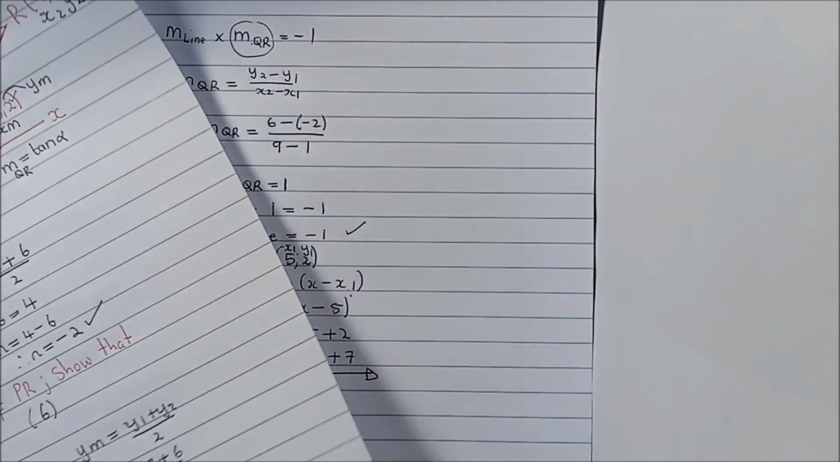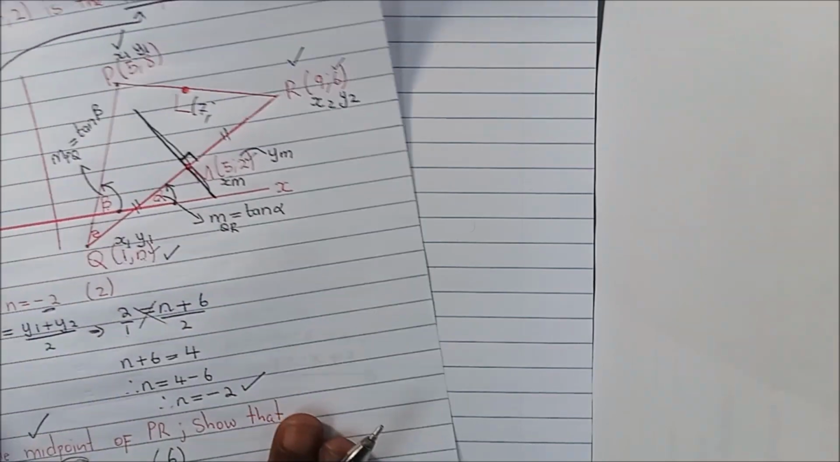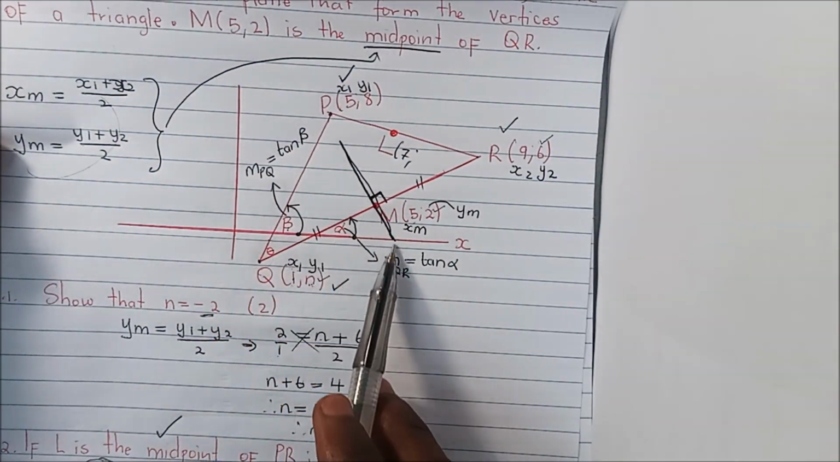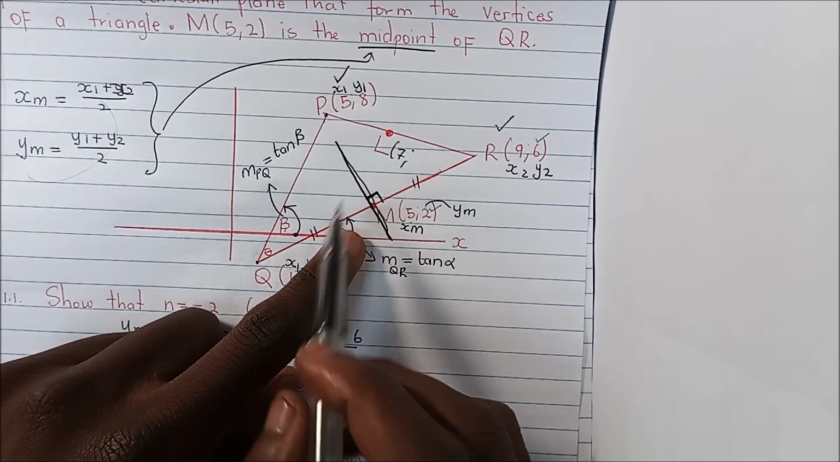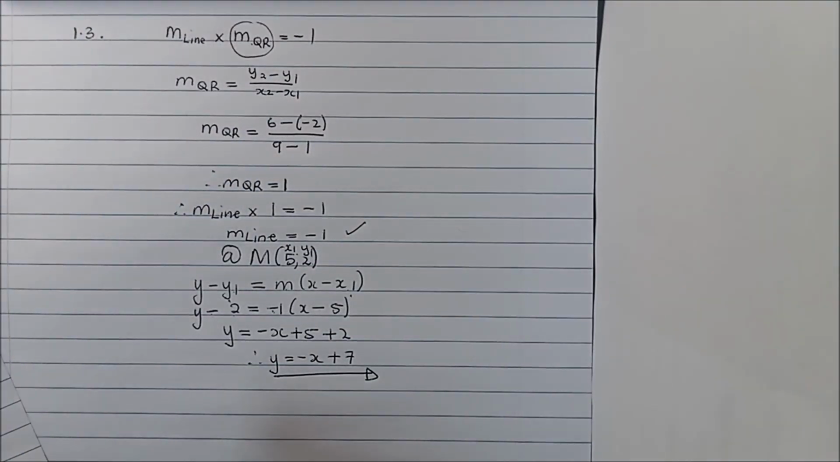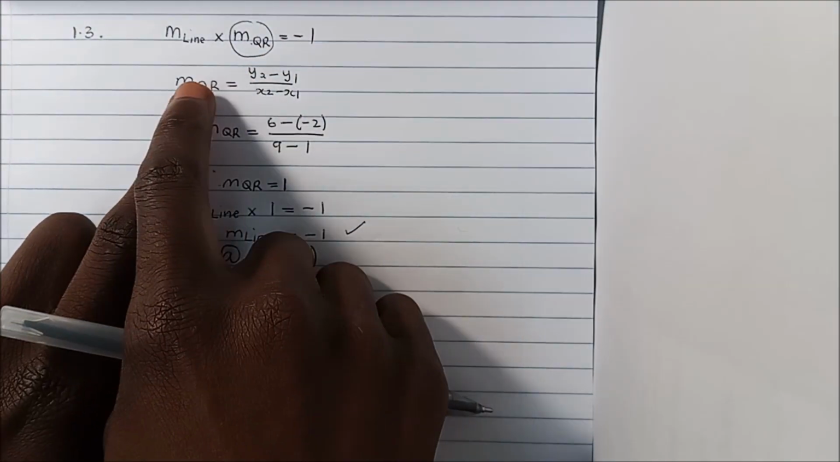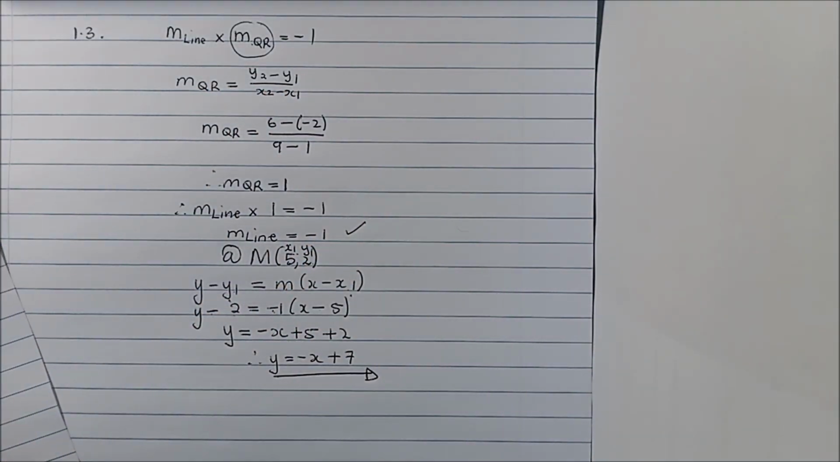Important: I read the question. They said determine the equation of a line that is perpendicular to QR. I went to my sketch and drew an imaginary line, because they said that line passes through M, and the angle there is 90 degrees, since they said they're perpendicular. And then I used the fact that if the lines are perpendicular, gradient 1 multiplied by gradient 2 is -1. So I used it here with the gradient of QR, and then used the equation of a straight line.